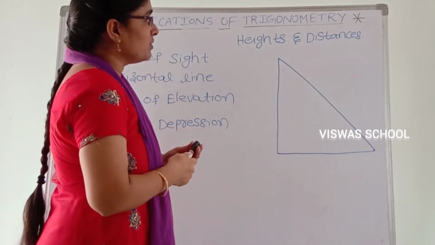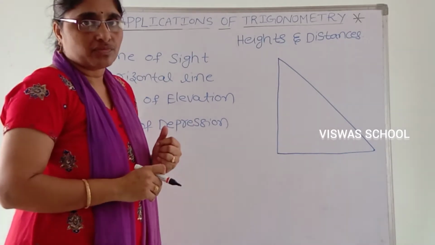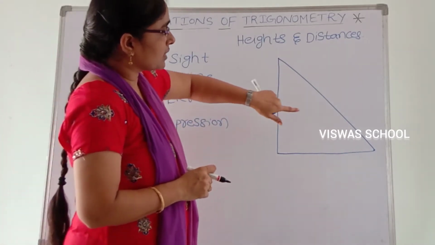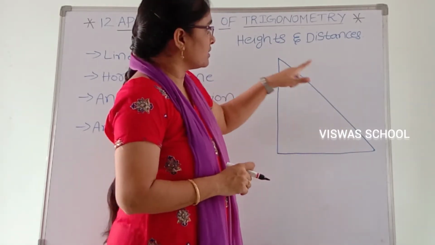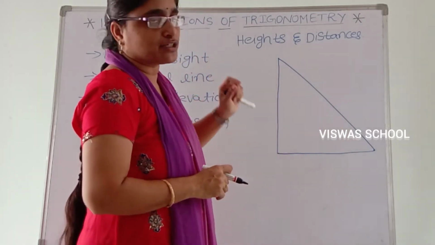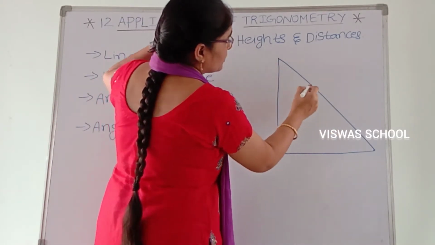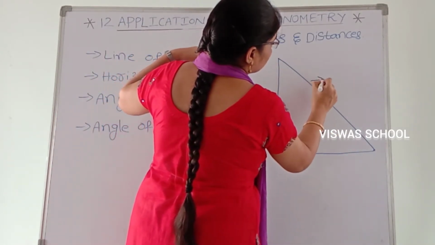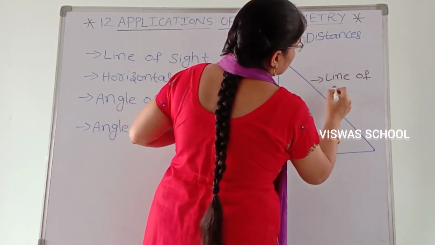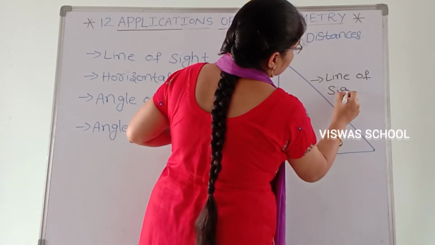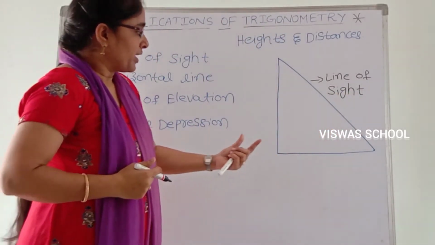Let us see here. Here we have a triangle. Now what is a line of sight? Here a person is standing and looking at the top of the pole to find the height of the pole. Then we join these two. Now this line is called the line of sight.